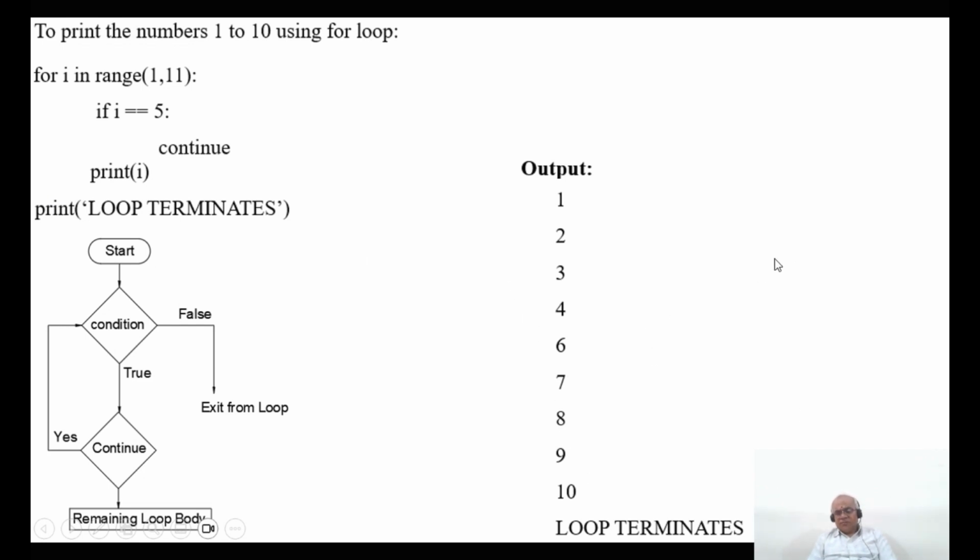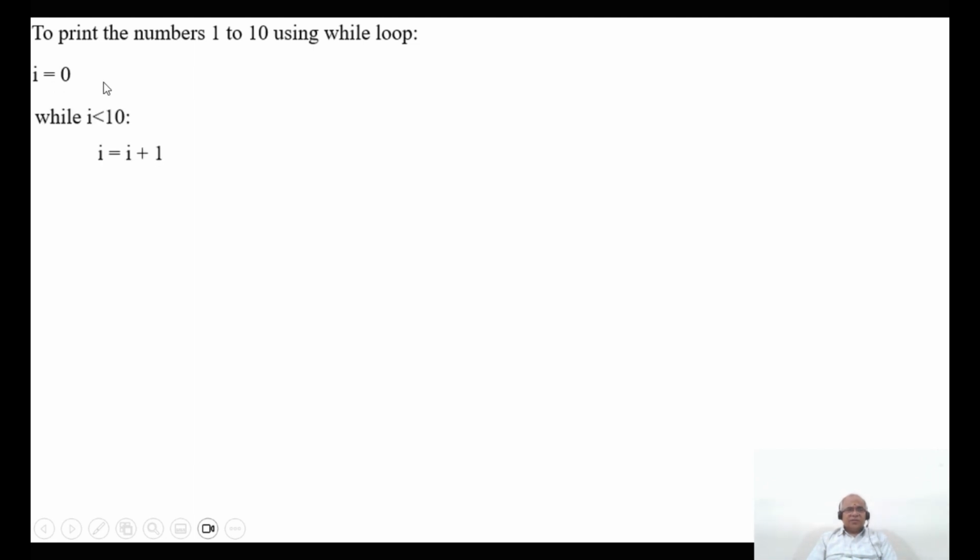So this is how the for loop works with the continue statement to print the numbers from 1 to 10. Now we'll go for a while loop. First initialize the value of i equal to 0. Is 0 less than 10? Yes. Then increment: i equal to i plus 1, that is 1. If i is equal to 5, continue. No, it is not. So print i. Again it goes back.